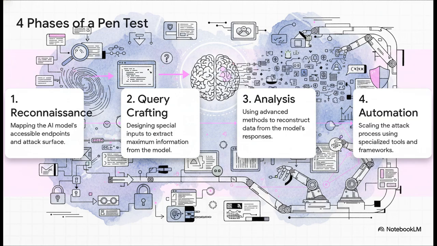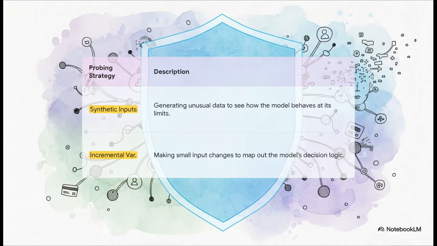And finally, automated testing, where they use powerful tools to do this all at a massive scale. Now, that query crafting phase is where things get really clever. For instance, testers will use something called synthetic inputs. They'll feed the model bizarre, nonsensical data to see how it reacts when it's pushed way outside its comfort zone. This can reveal if the model has just memorized its training data.